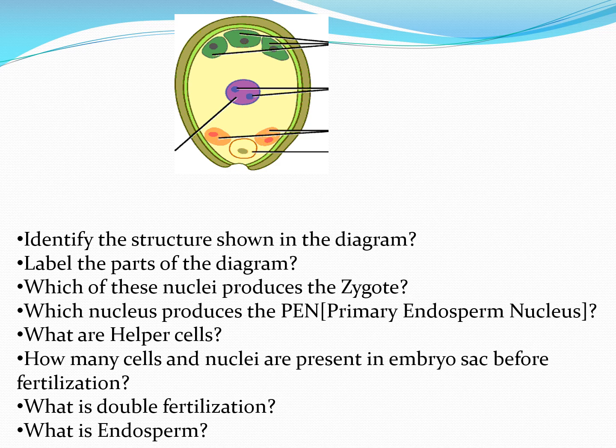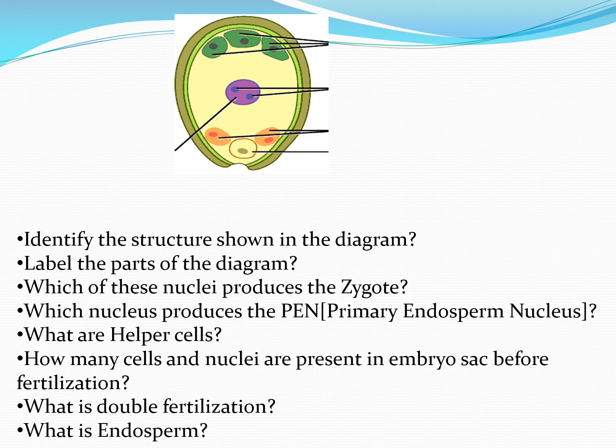Next question, which of these nuclei produces the zygote? Egg cell, when fused with the first male gamete, leads to the formation of zygote. Next question, which nucleus produces the PEN? PEN means primary endosperm nucleus. Here, secondary nucleus, when fused with the second male gamete, leads to the formation of primary endosperm nucleus.